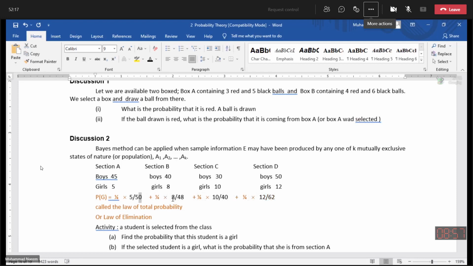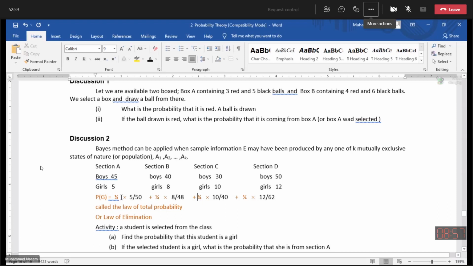This first probability is depending upon the section A to be selected, because first we have to select a section, then we select a girl from there. So the second probability is depending upon the selection of section B, and similarly third probability is depending upon section C to be selected.